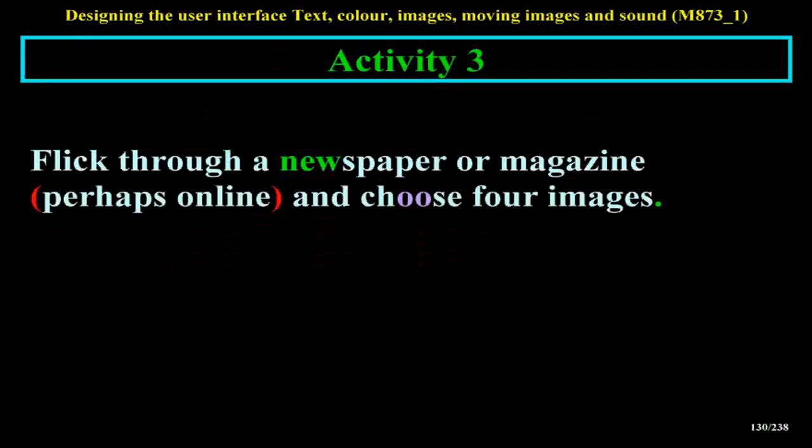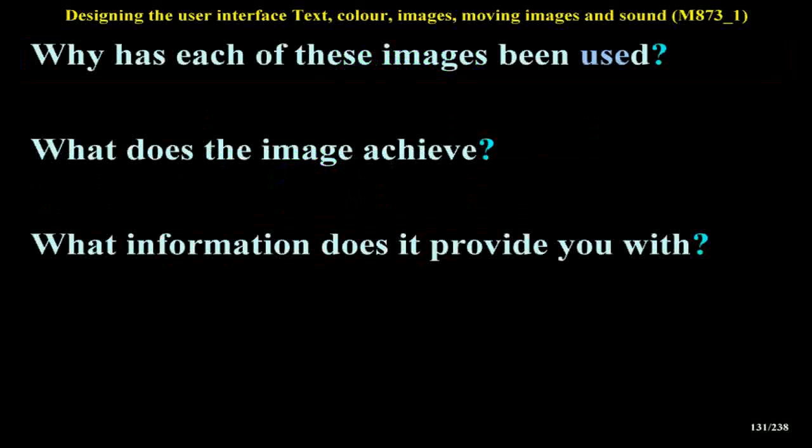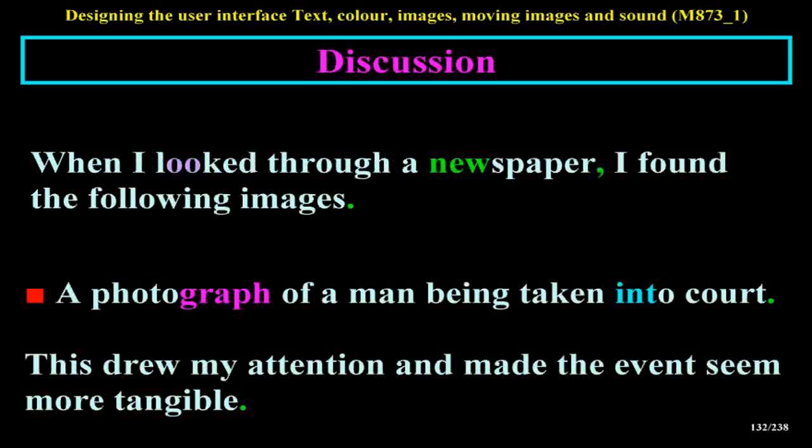Activity 3. Flick through a newspaper or magazine, perhaps online, and choose 4 images. Why has each of these images been used? What does the image achieve? What information does it provide you with? Discussion. When I looked through a newspaper, I found the following images.